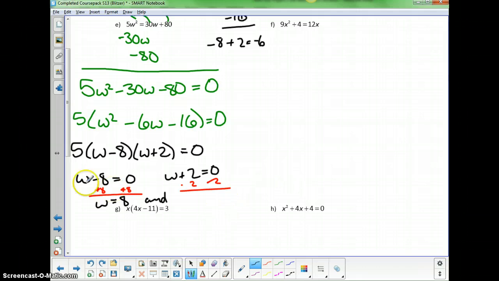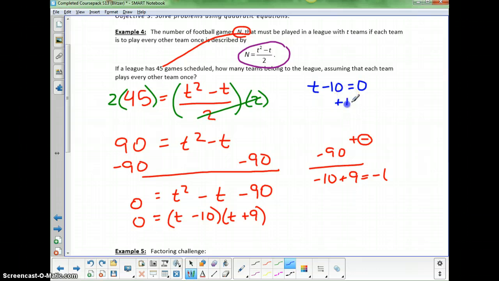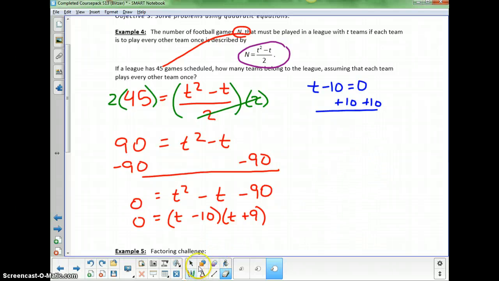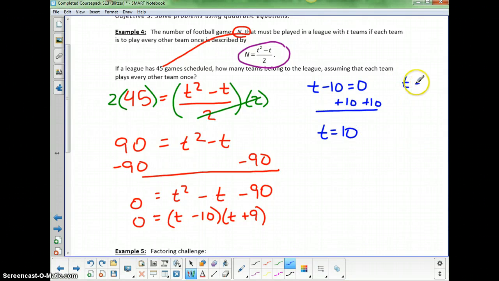Let's set each one of those equal to 0. I'm going to do it up here where I've got a little bit more space. So t minus 10 equals 0. If I add 10 to both sides, that's going to give me t equals 10. And if I have t plus 9 equals 0, if I subtract 9 from both sides, I'm going to get t equals negative 9. Now there can't be negative 9 teams, so the answer is 10 teams.